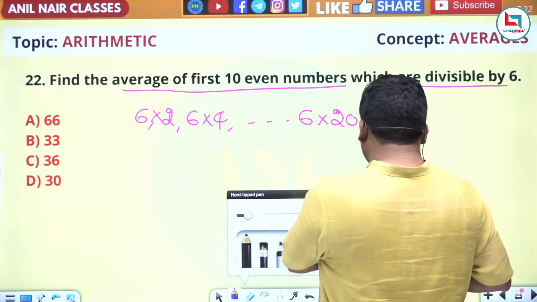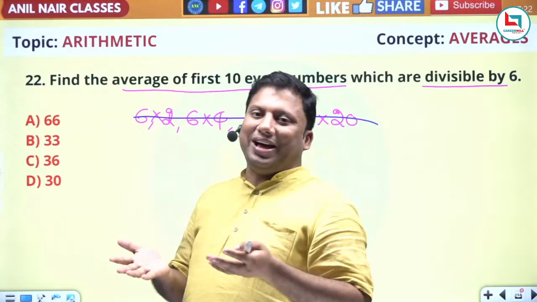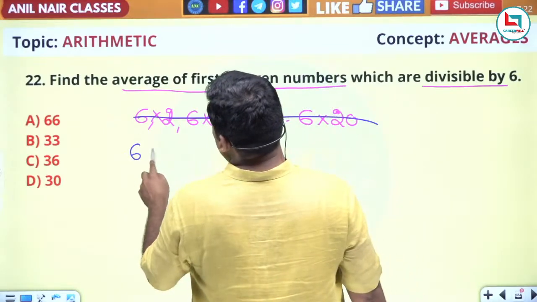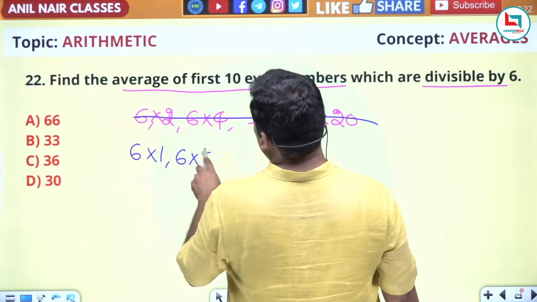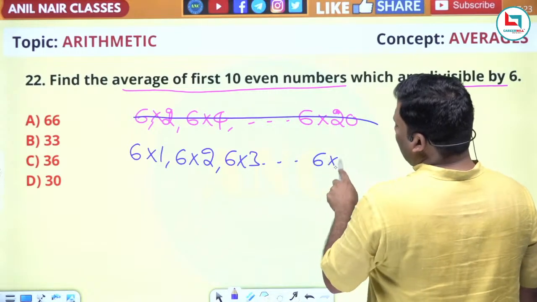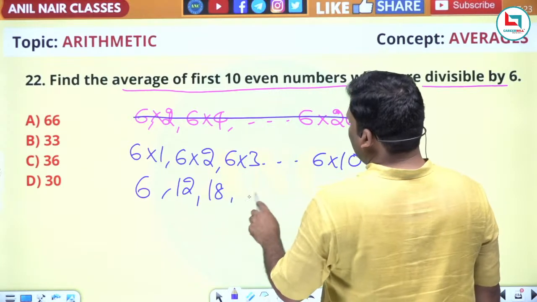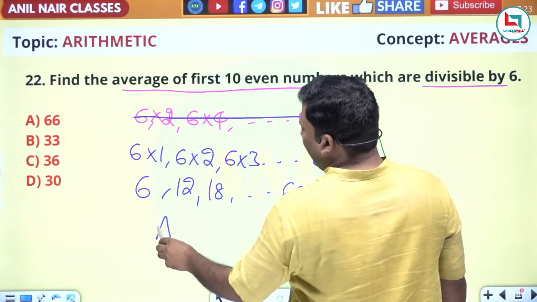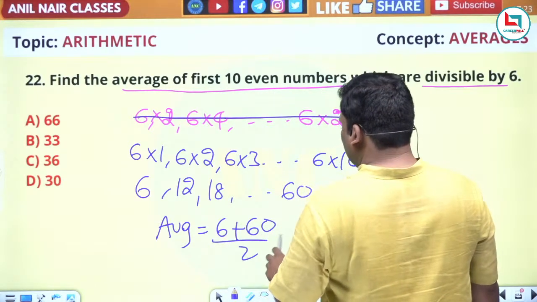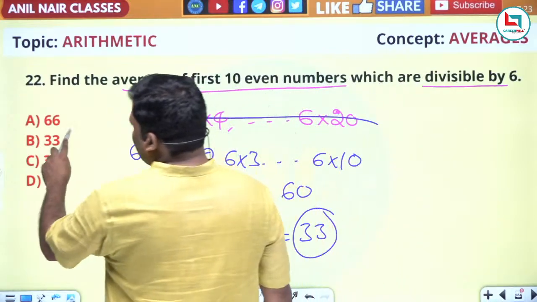This is a mistake because 6 into any number, 6 contains 2 as a factor. So 6 into any number is an even number. 6 into 1, 6 into 2, 6 into 3, all are even numbers. 6 into 10. So this will be 6, 12, 18, and so on up to 60. Average will be first term plus last term by 2. 6 plus 60 by 2. Answer is 33. The answer for this question will be 33.